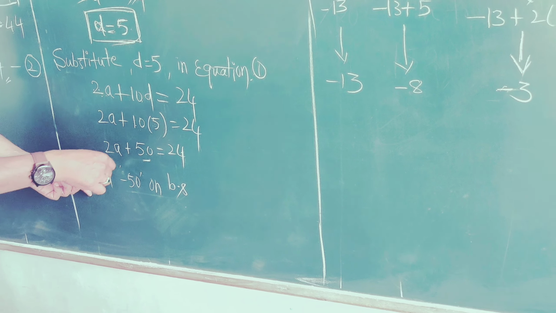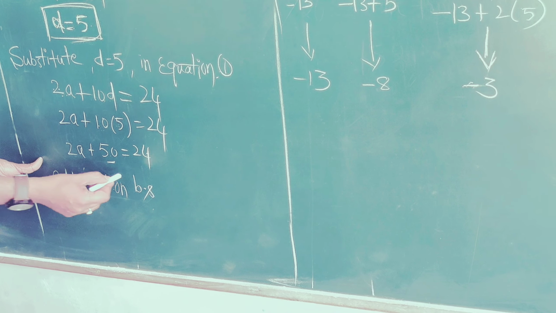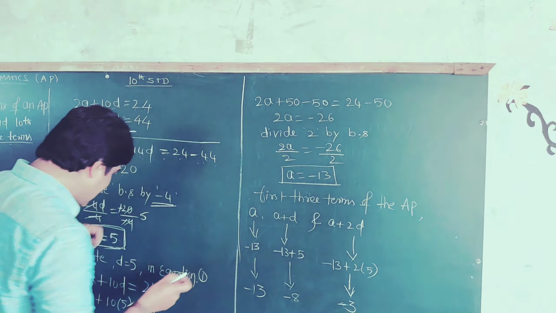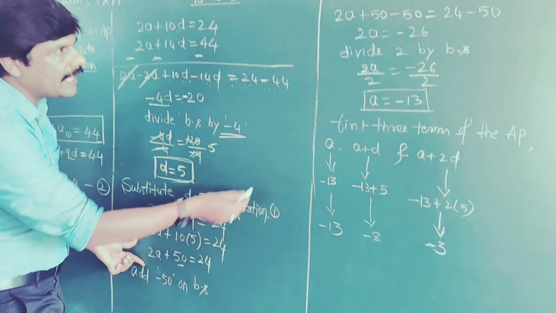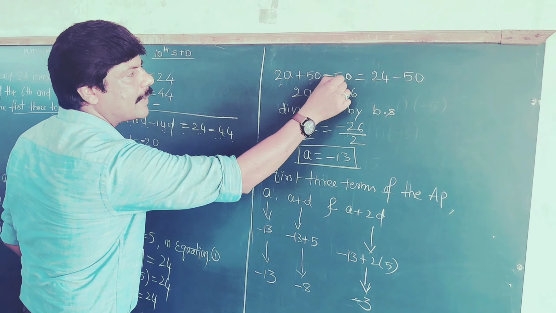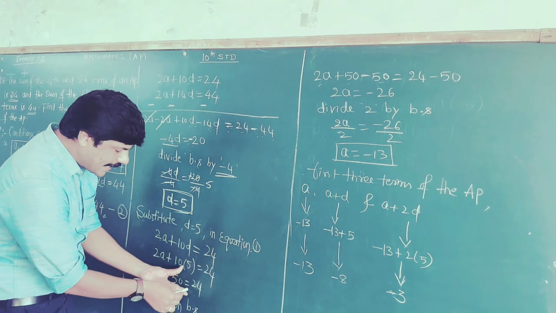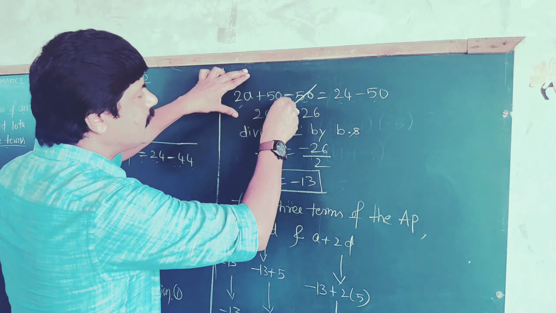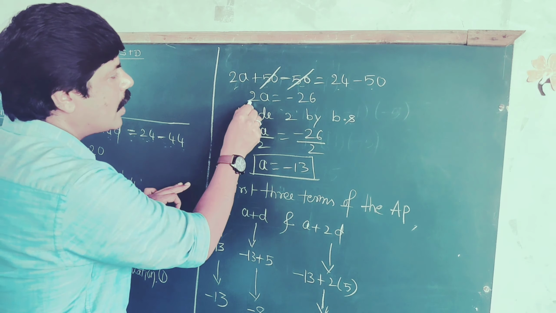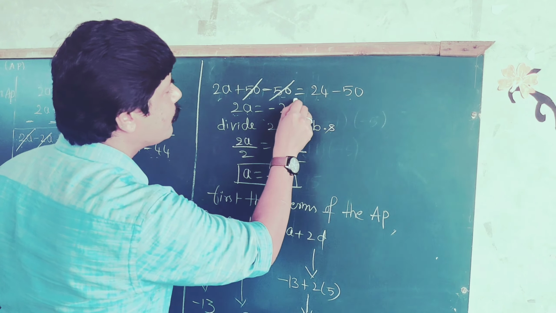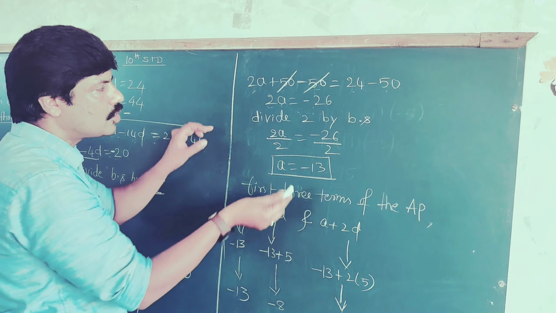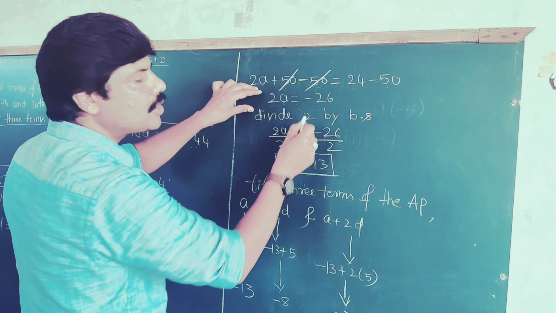So add minus 50 on both the sides, so that plus 50 will be eliminated. What was there is 2A plus 50, and we added minus 50. On the other side, what was there is 24, and we added minus 50. Minus 50 plus 50 cancel. What is remaining is 2A. 2A is equal to 24 minus 50, which is nothing but minus 26. So you got 2A is equal to minus 26.